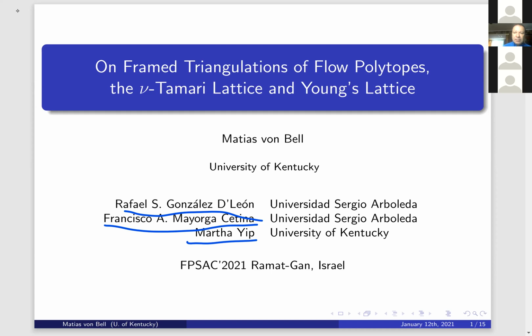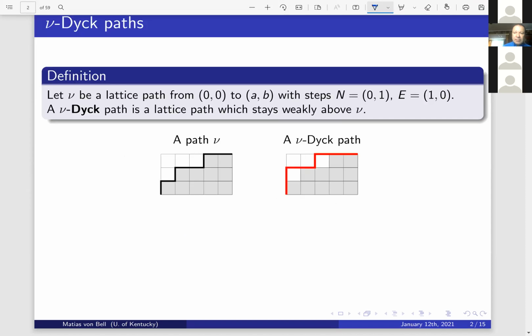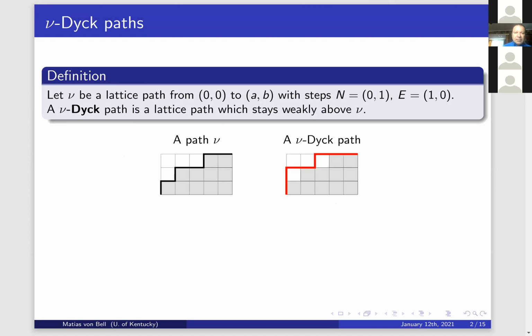To get started today, I think it'd be a good idea to define what this ν is. A lot of the talk is based on this ν, which is a lattice path from the origin to some point (a, b) in the first quadrant using the standard north and east steps. Once we fix the path ν, we can define ν-Dyck paths to be lattice paths that stay weakly above the path ν. For example, on the right here, we have a ν-Dyck path. It stays weakly above the gray shaded region.